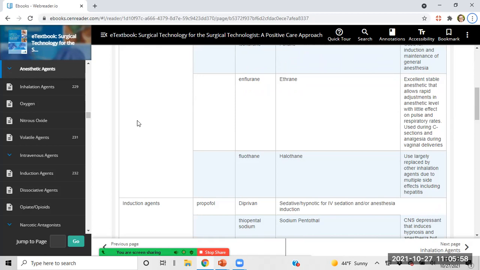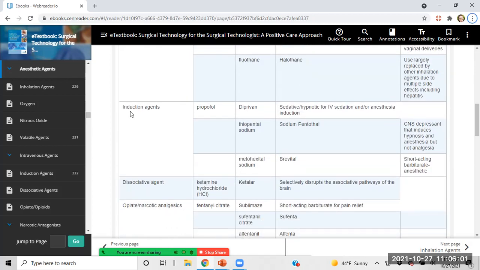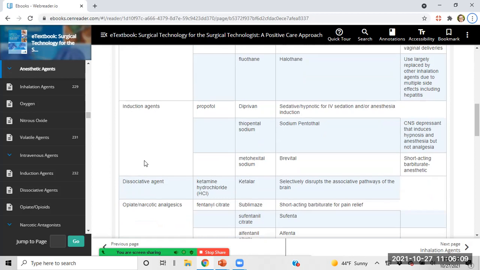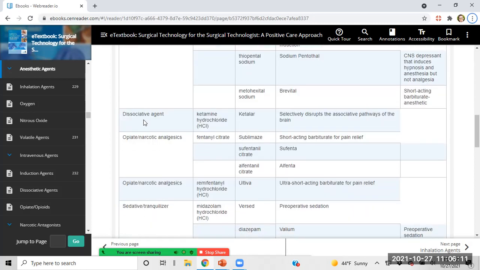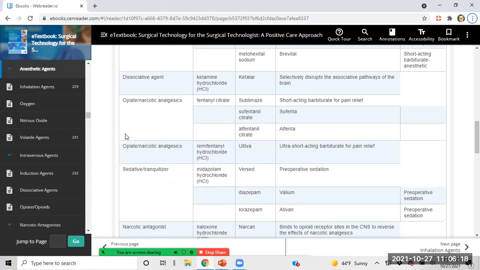Here is a lot of the inhalation anesthetics. You can read through those just to be familiar. Then this is the induction agent, which is going to be given IV. Propofol is the number one, and here are all of the different names for that. And then ketamine is a dissociative agent, and so that helps patients not remember anything in the case.